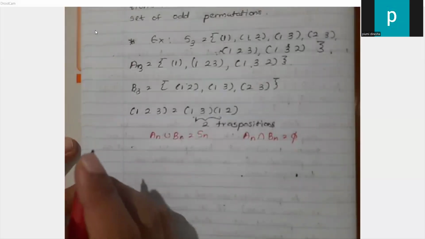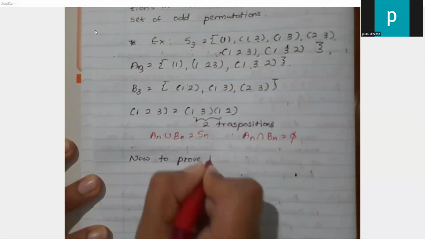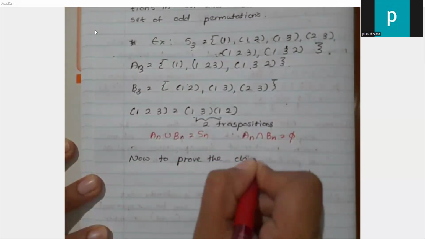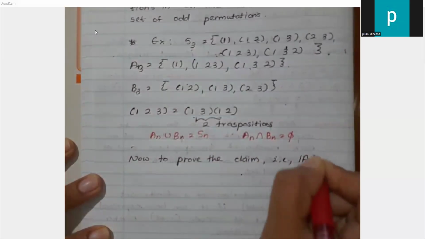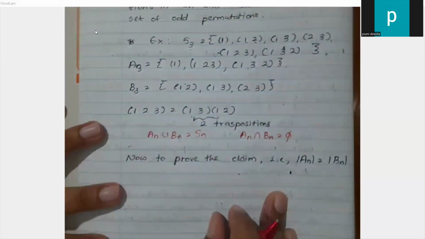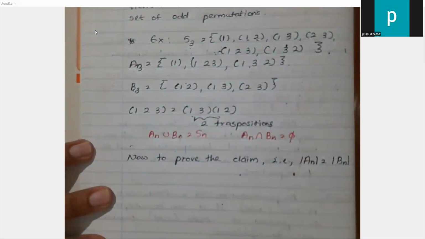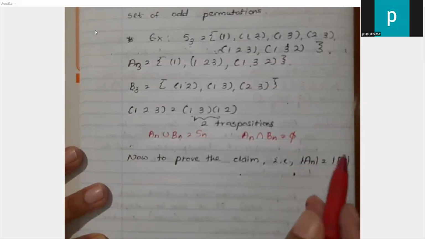To prove the claim, the claim is the number of elements in An, the order of An, and the number of elements in Bn, the order of Bn, they are the same. This is what we have to prove. What we are going to do is define a function from An to Bn which is 1 to 1 and onto. If it is 1 to 1 and onto and Sn is a finite set, then this must have the same number of elements as this.